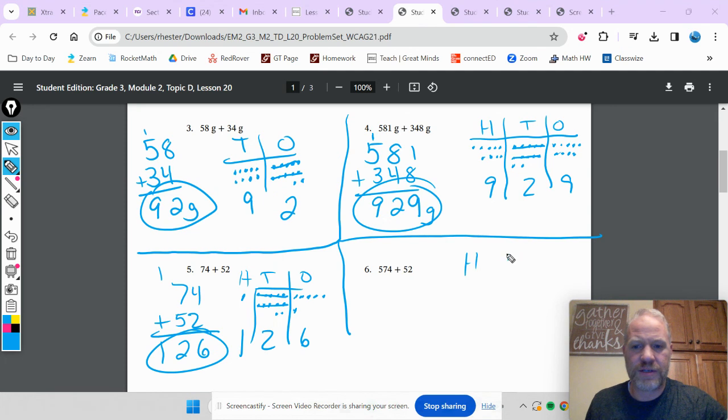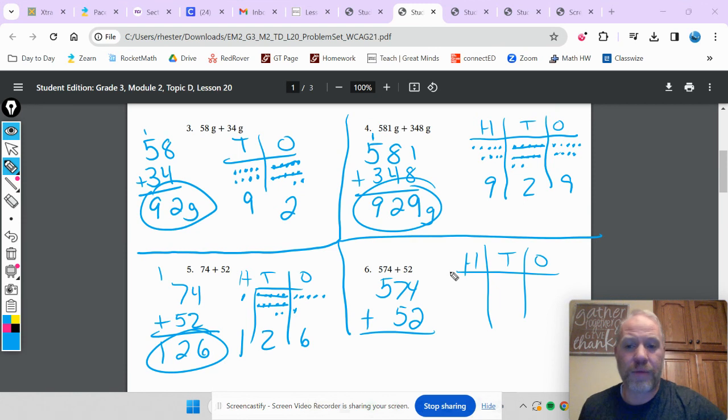Now we have hundreds, tens, ones with 574. And this is where it can get messed up, because if you're sloppy, you could accidentally put your 5 under the 5, and that would mess you up because the 5 is in the tens position. So here, we want to make sure we're putting things in their correct boxes. So first we have 1, 2, 3, 4, 5. Then we have 1, 2, 3, 4, 5, 6, 7. And then we have 1, 2, 3, 4.